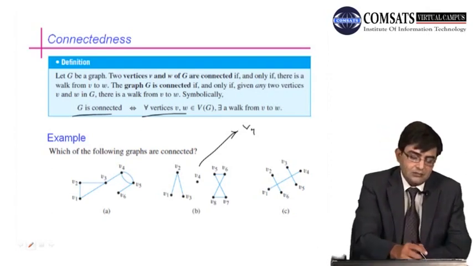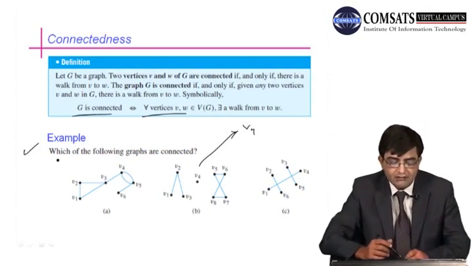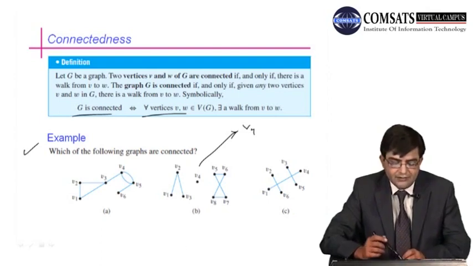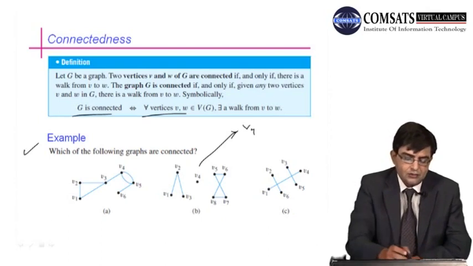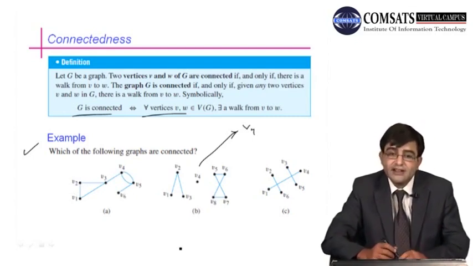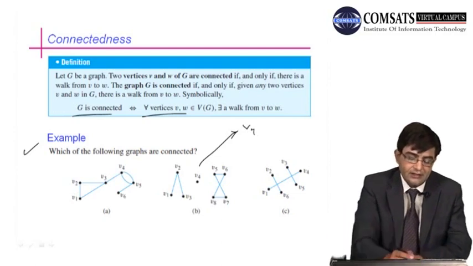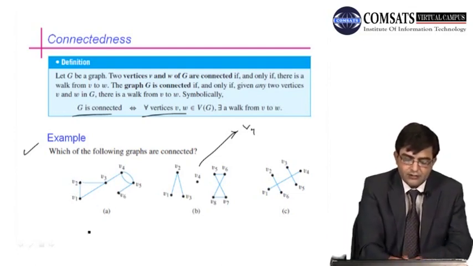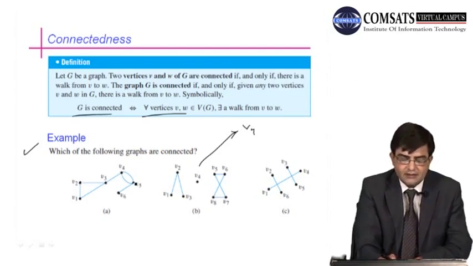For example, here we investigate whether the following graphs are connected or not. In the first graph, if we choose any two vertices, there is a walk from the first vertex to the second vertex. For example, if you choose V2 and V6, there is a walk from V2, V3, V4, V5, V6. There is a walk.